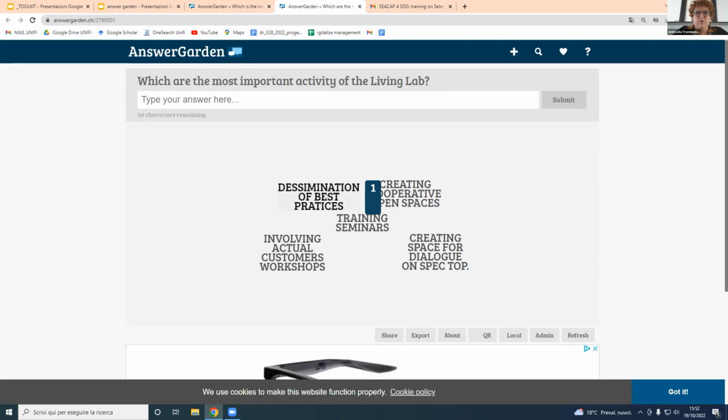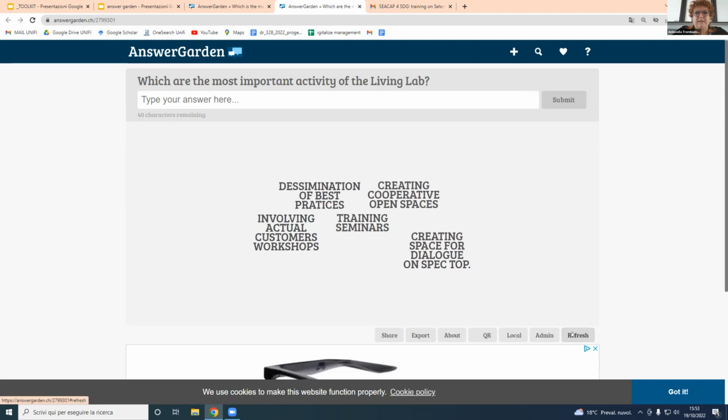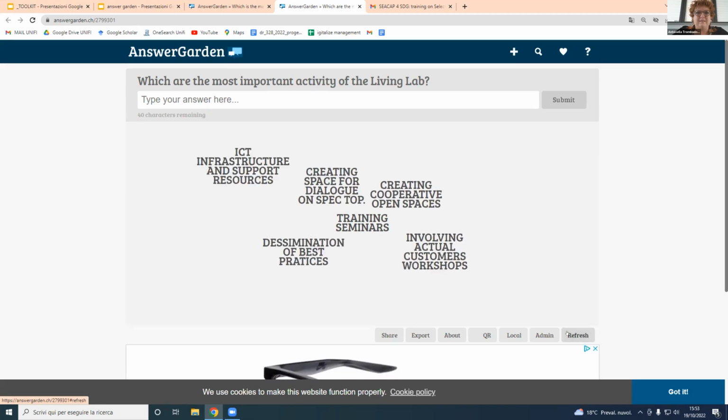Yes, sure, dissemination of best practice, involving actual customers through our organizational workshop. Create space of dialogue. This is very interesting, but how can we foster the dialogue? Oh, ICT infrastructure and support resources. Yes, I think it is very interesting.